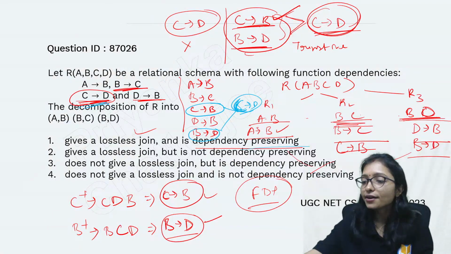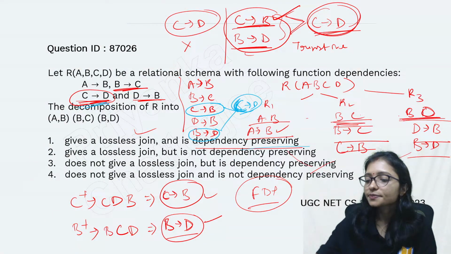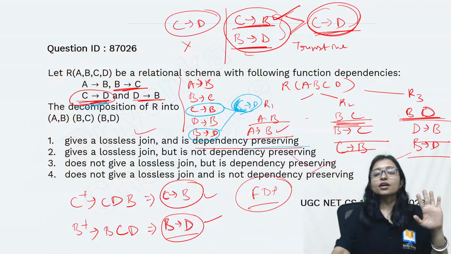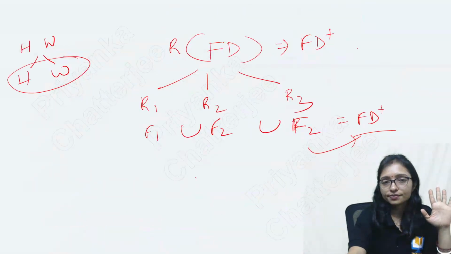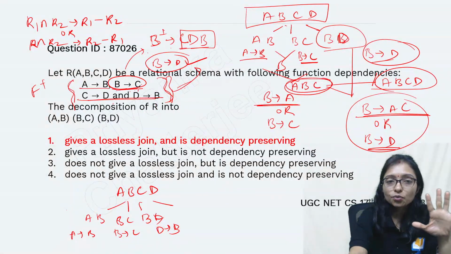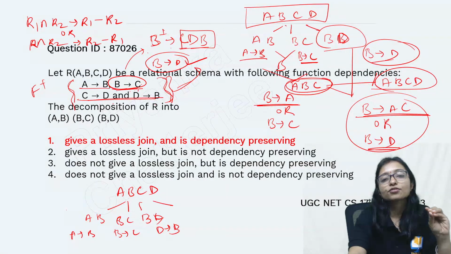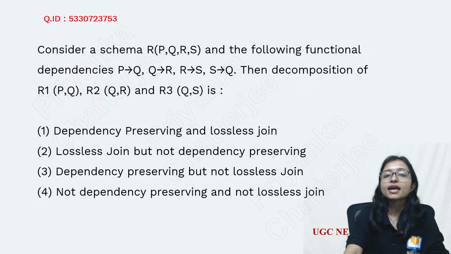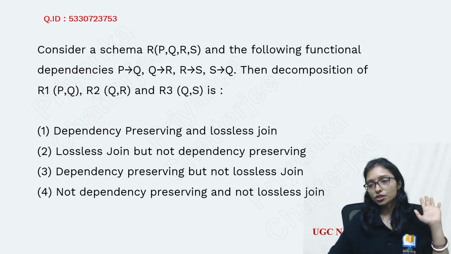Is that clear? Yes? Clear? This is the trick of doing this type of question. This type of question always comes like that. There should be some hidden dependency. You have to focus on the hidden dependency. By finding the hidden dependency, you can say yes, it is lossless or lossy.